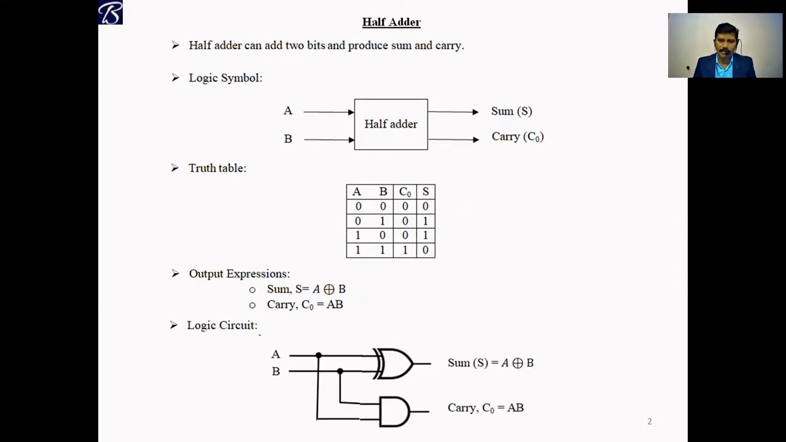Let us draw the logic circuit. Sum equal to A XOR B, so simply draw an XOR gate. And carry C naught equal to AB is an AND gate. This is the logic circuit.